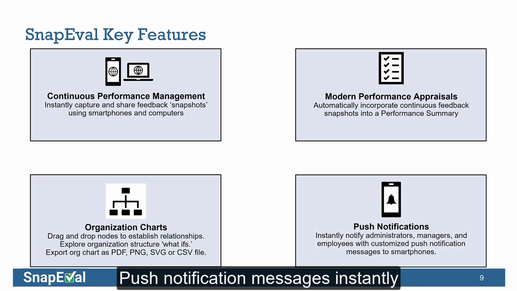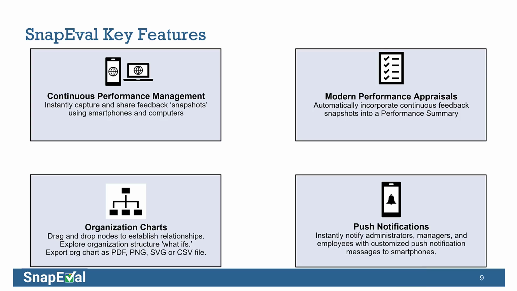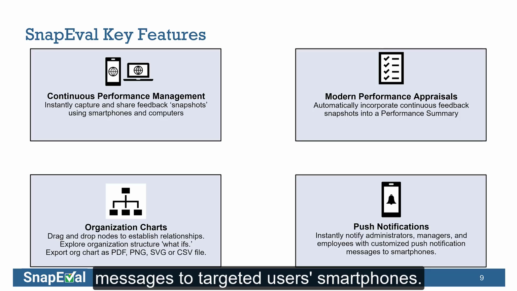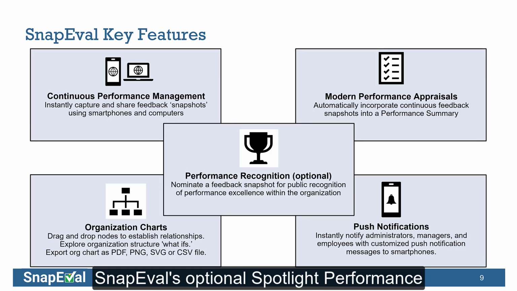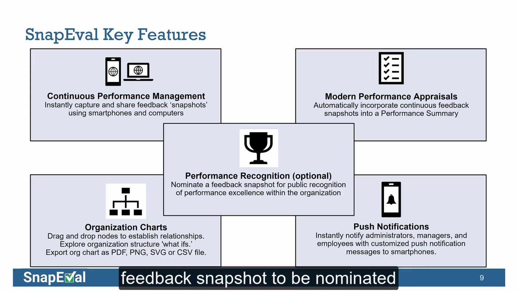Push notification messages instantly notify users about important events, such as a reminder to give feedback or a request for feedback from a team member. SnapEval administrators can create custom-rich push notifications to instantly deliver critical, important messages to targeted users' smartphones. SnapEval's optional Spotlight Performance Recognition feature enables a performance feedback snapshot to be nominated for public recognition of performance excellence within the organization.